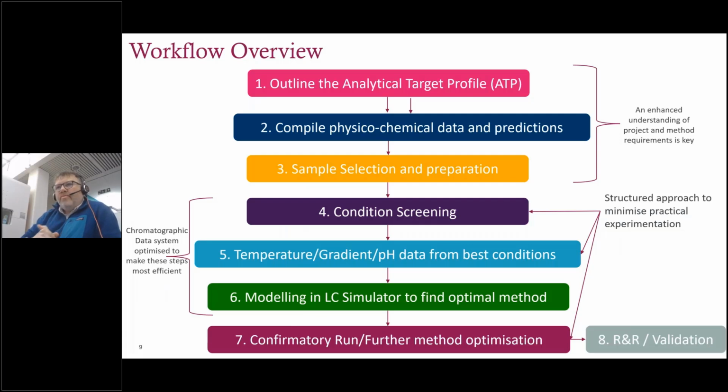So now that we've got some background into what we were trying to do, we sat down and we revisited our method development workflow. And this is where we ended up with, an 8-step process. And it's really split into 3 main areas. So firstly, we want to really understand the project requirements that we're working to, and the method requirements that the method or procedure needs to operate at.